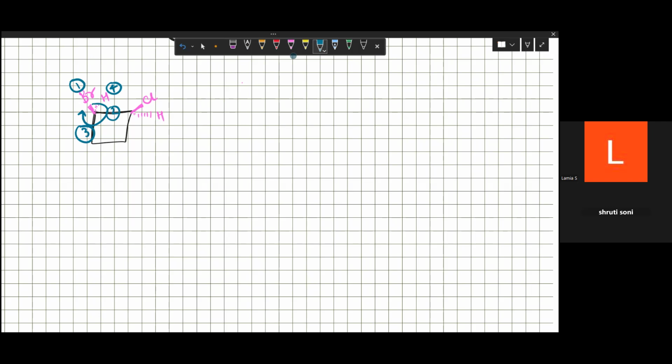Is it clockwise or anti-clockwise? Clockwise. So it is R. Do I need to change this? Yes, see, the fourth group is on the dash side, so in that case we don't need to change. I thought it was the opposite. Sorry, opposite means? No, we don't need to change if the fourth group is on the dash side.